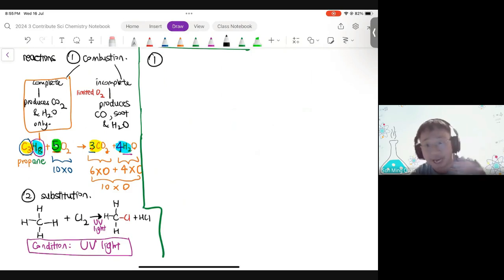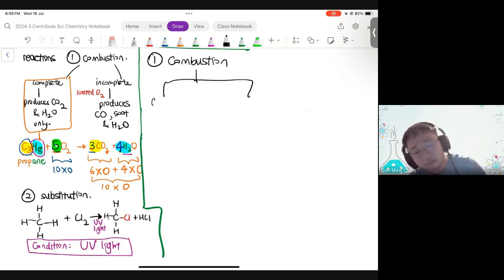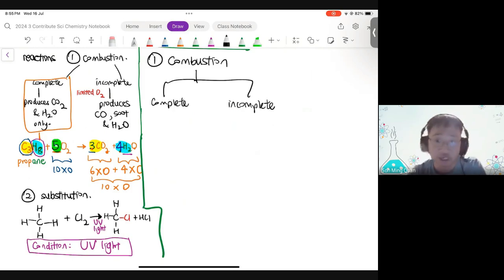Now, again, there are just 2 types of reactions. The first reaction should be familiar. It's combustion. Again, combustion, there are 2 types: complete and incomplete, depending on the amount of oxygen available. If there is a lot of oxygen, it's complete combustion. If there's limited supply of oxygen, then it's incomplete combustion. Of course, we are always focusing on complete combustion when writing the equations.